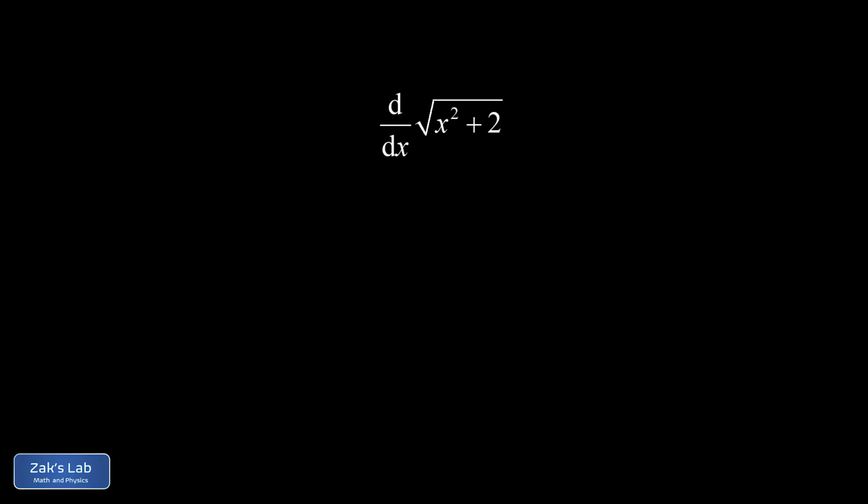In this video, we have a quick chain rule derivative where our function is the square root of x squared plus 2. We recognize that as a function composition where the inner function is x squared plus 2. And we want to take the derivative of this thing.